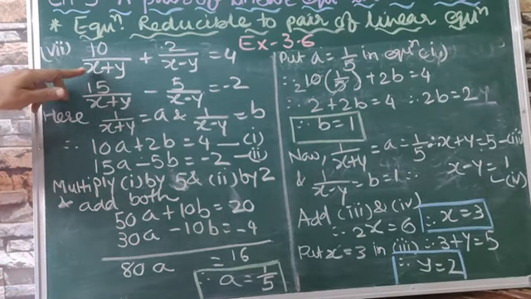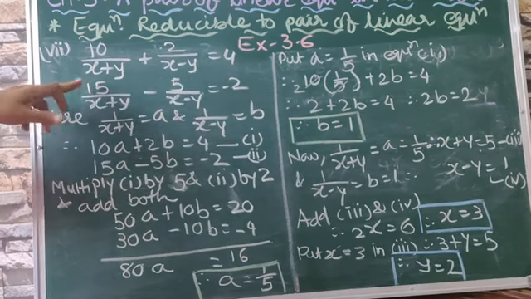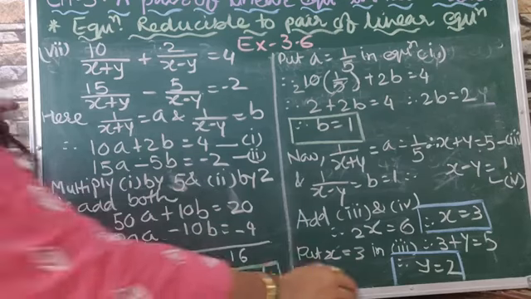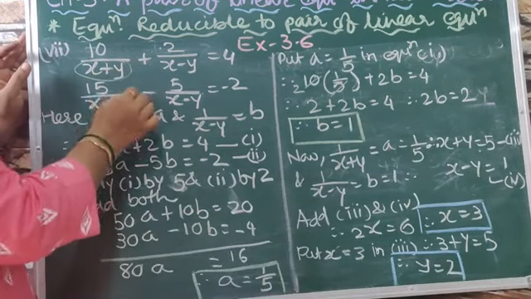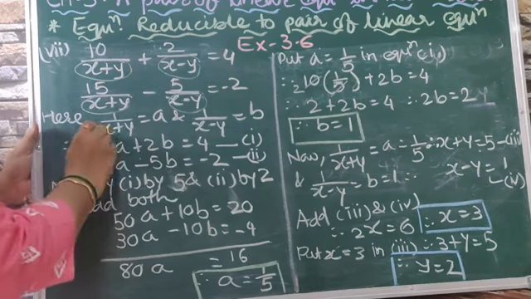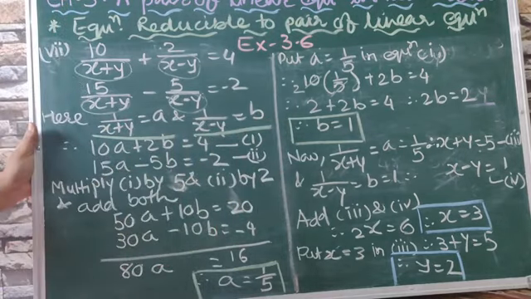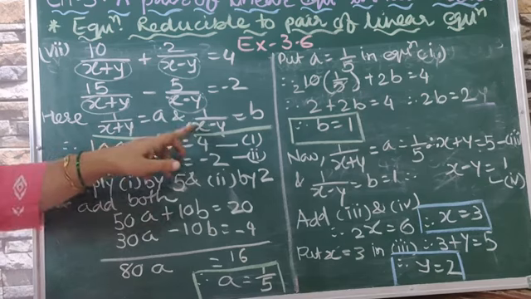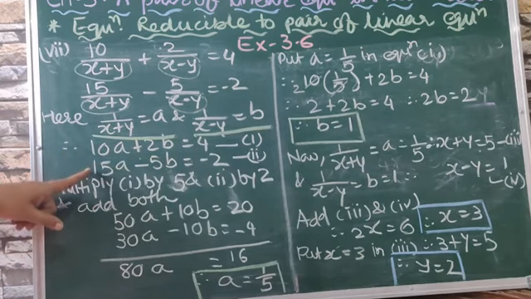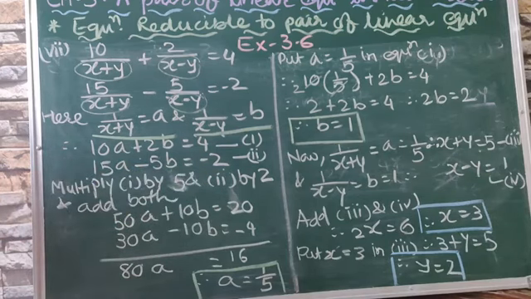Here it is given that 10/(x + y) + 2/(x - y) = 4, and 15/(x + y) - 5/(x - y) = -2. So if you see here, 1/(x + y) in the first term and 1/(x - y) in the second term. So here 1/(x + y) = a and 1/(x - y) = b. If we substitute this value, then we get 10a + 2b = 4 as the first linear equation, and 15a - 5b = -2 as the second linear equation.